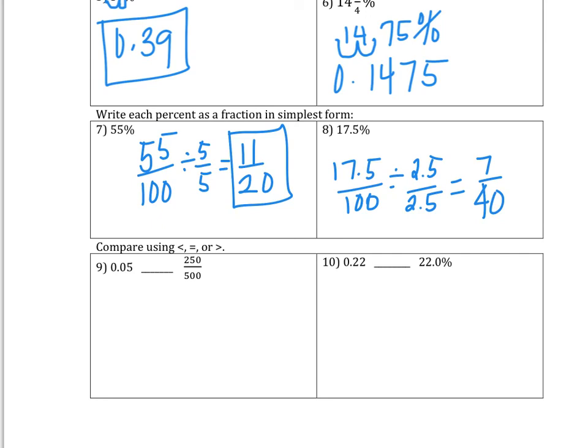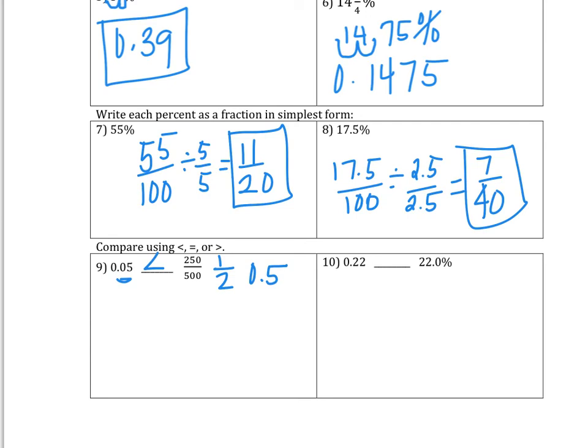Number 9, we're going to compare using less than, equal to, or greater than. Let's box that answer. So we have 0.05 and we need to reduce down our fraction. So if we reduce down our fraction, that is going to be 1/2, which is 0.5. That is bigger than 0.05, so it's going to look like that.